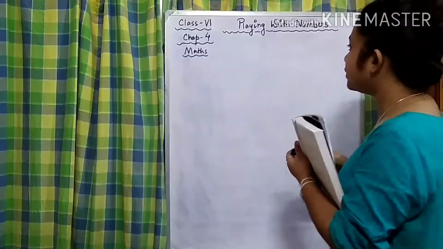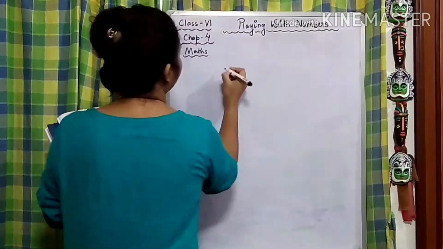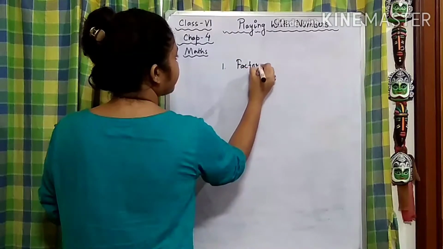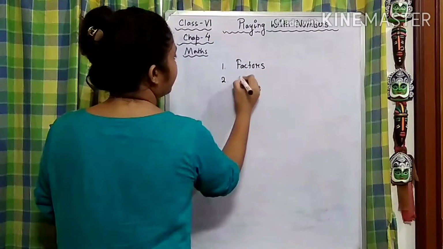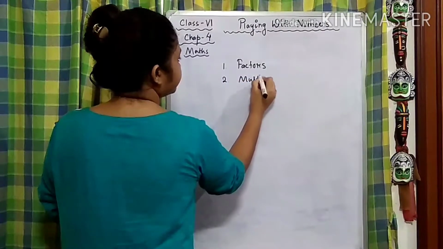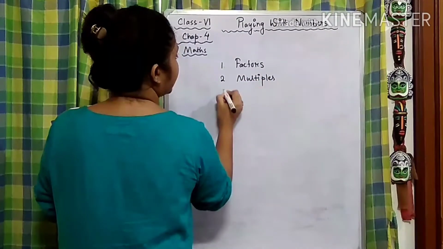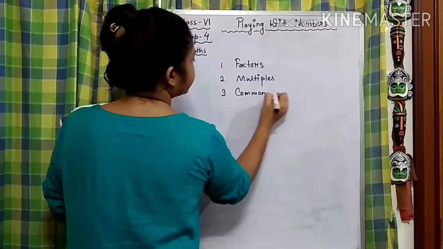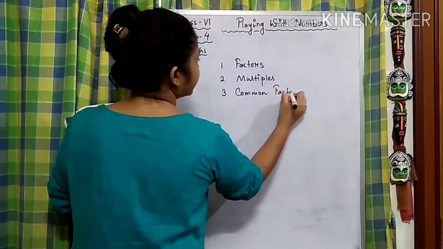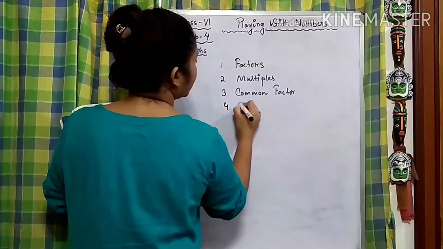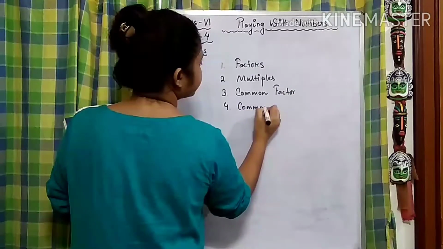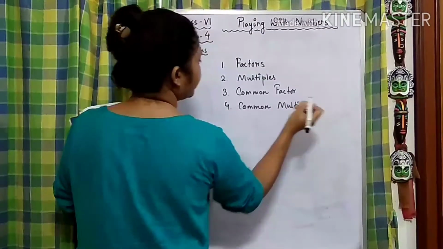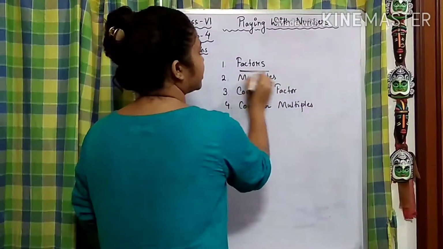Today, the first thing we are going to know is the factors. Number 2, multiples. Number 3, what are the common factors? And number 4, common multiples. Okay, so let's start with this one.